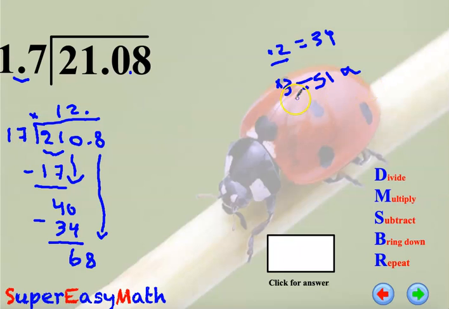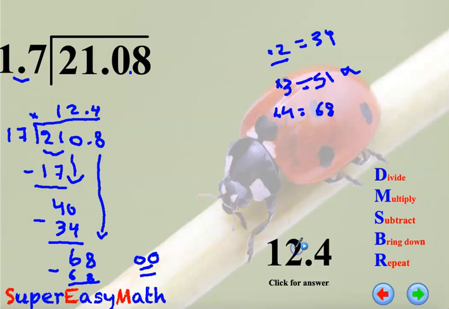So divide 17 times 4 equal to 68. So we have 4. Then multiply. So 17 times 4 equal to 68. Subtract 68 minus 68 equal to 0. Now the remainder is equal to 0. So our division is over. So 210.8 divided by 17 equal to 12.4.